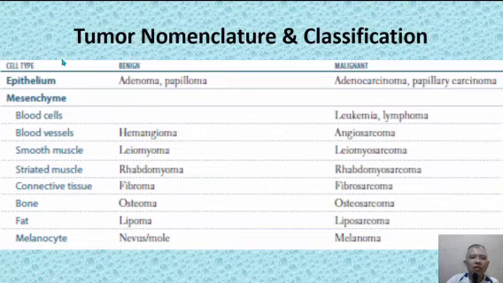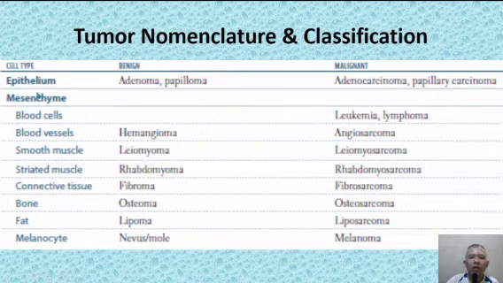Okay, so here are the different tumors that are derived from the different organs, different tissues. So for tumors that are derived from the epithelial cells, you have these tumors. Usually they are glands. Usually they are epithelium. When it is malignant, the name assigned to it is carcinoma.